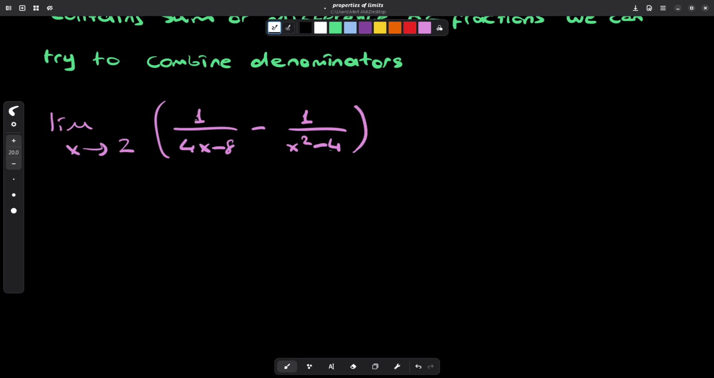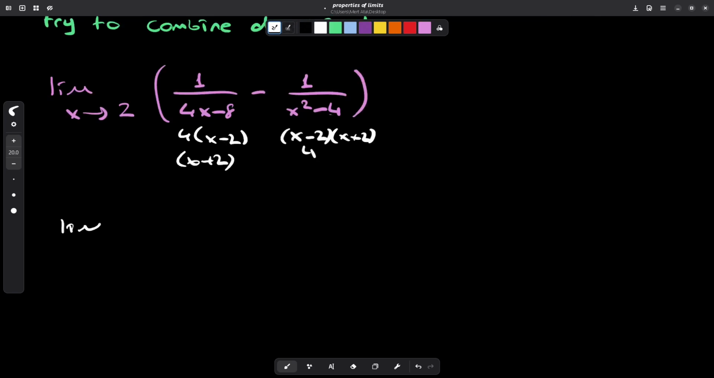Our strategy 2 is telling us, if there's a difference or sum of fractions, write them with a common denominator. So instead of 4x minus 8, I can write 4 multiplied with x minus 2. This is equal to x minus 2 multiplied with x plus 2. If I expand this side with 4 and this side with x plus 2, everything works fine. I can combine the denominators.